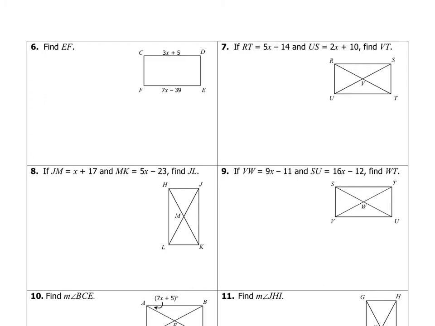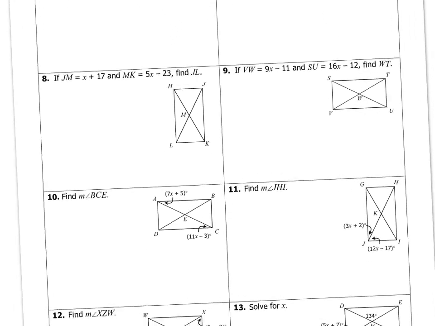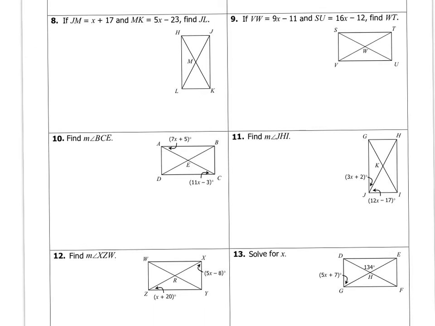The algebra part is very similar. I'm not gonna do too much of it. So let me just do number 9 and number 10, and then we can finish this unit. So number 9, I have VW, which is this half, the purple half, at 9x minus 11. And I have SU, and now SU is this one, the red line, which is not very straight, and that's 16x minus 12. And I'm asked to find WT. So WT is the same as VW, right? So I need to find x first.